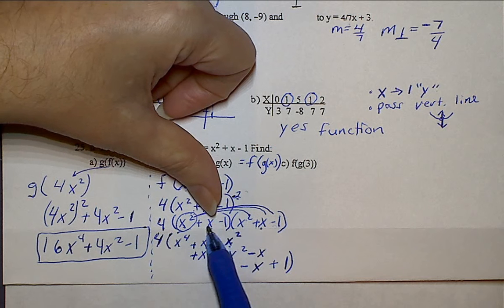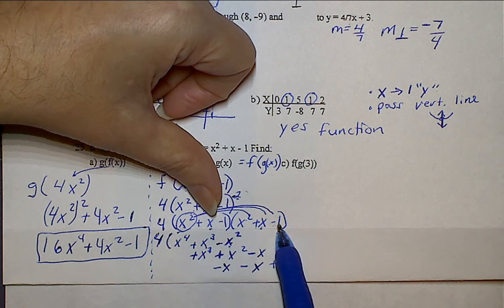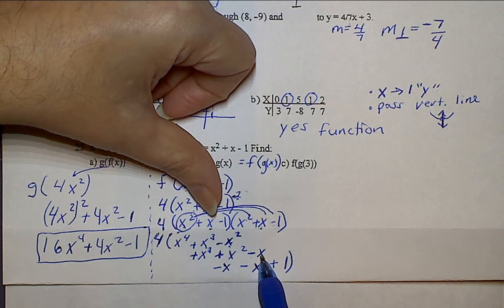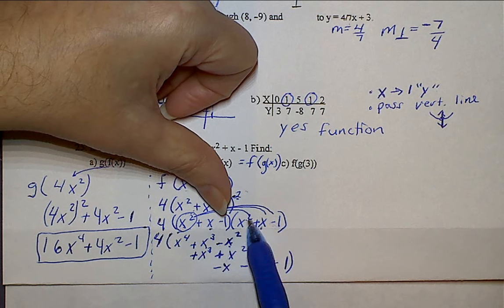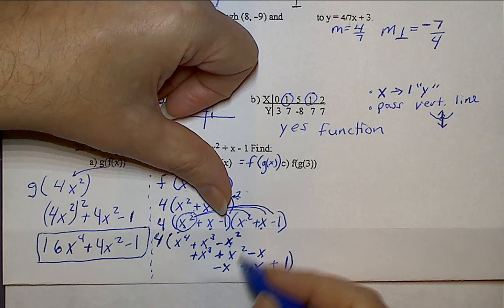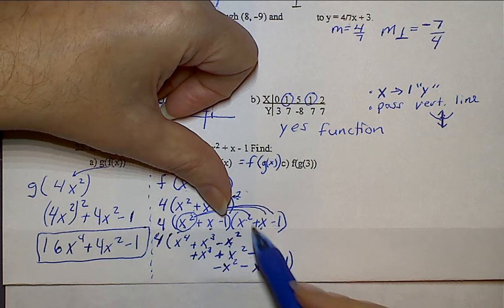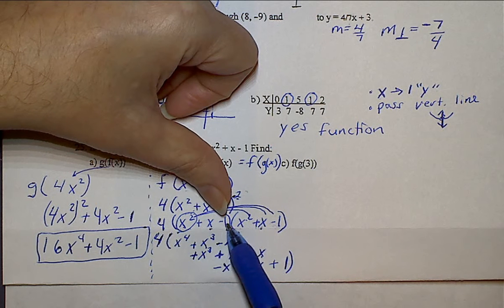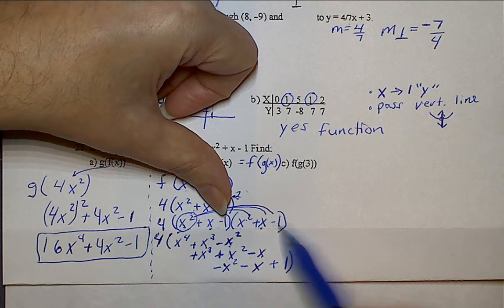Anyway, so x times negative 1 is negative x. Then we have negative 1 times x squared is my negative x squared. And then we have negative 1 times x gives me negative x. And then a negative 1 and a negative 1 is positive 1.